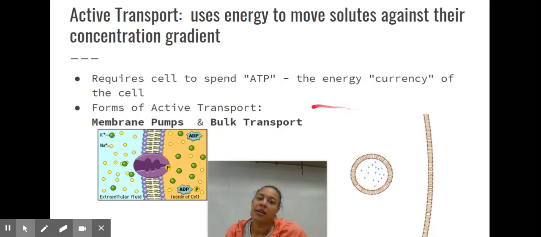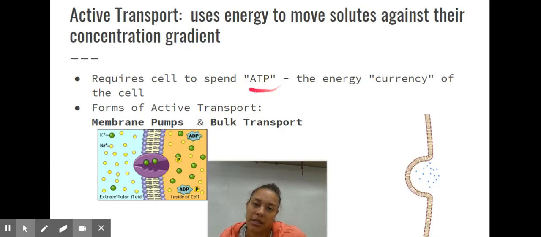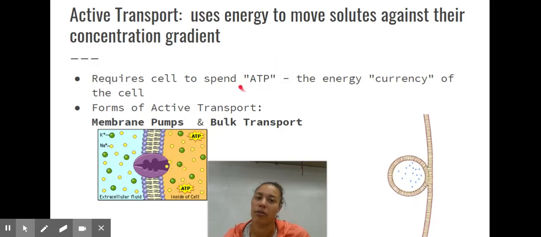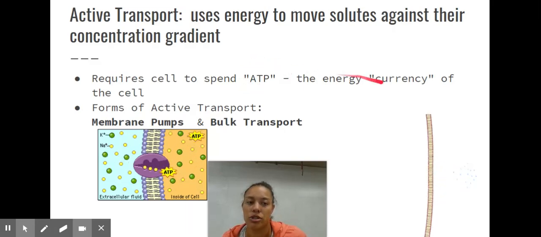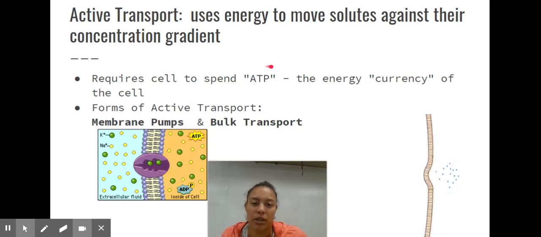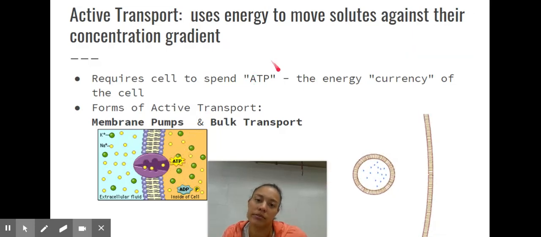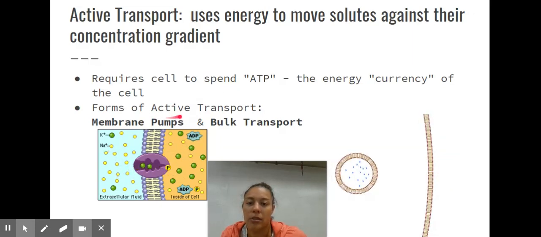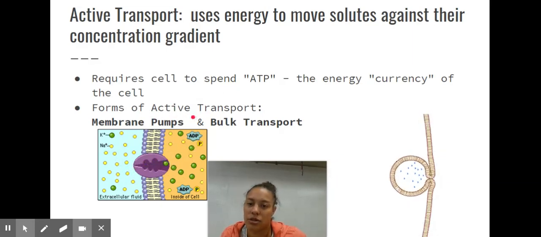And that energy that helps move it is known as ATP, adenosine triphosphate. We'll eventually talk about that and how it's usable energy currency for the cell. But just generally know that ATP helps in active transport. And there are going to be a couple different types of active transport.